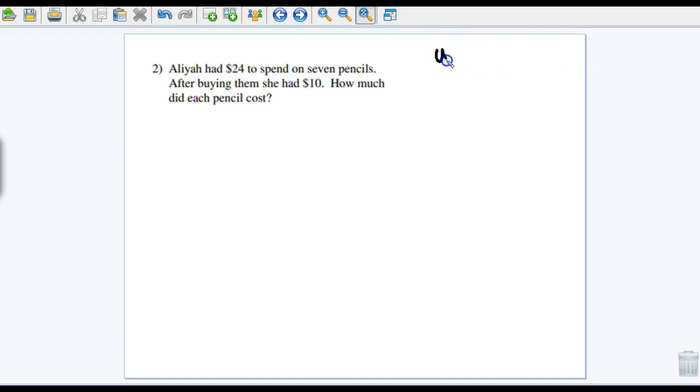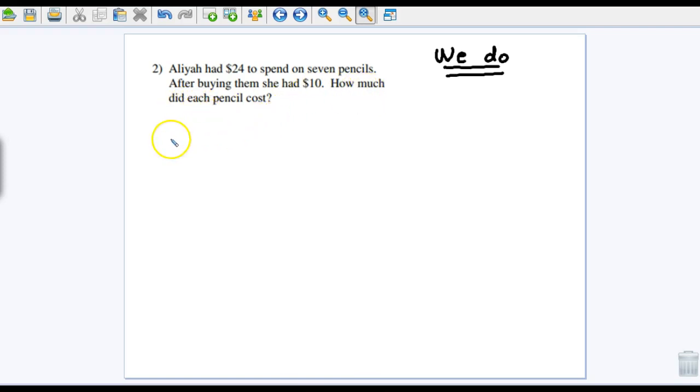Now this is the we do. So we're going to do this together. So let's first read this word problem. It says Aaliyah had $24 to spend on 7 pencils. After buying them, she had $10. How much did each pencil cost?